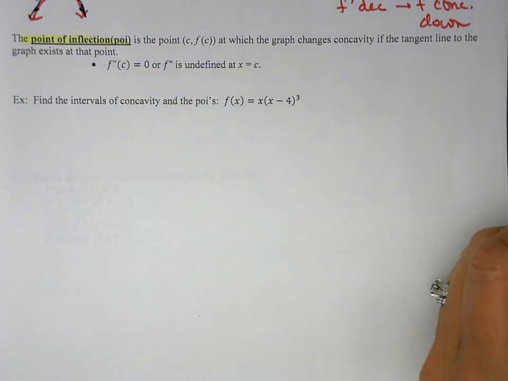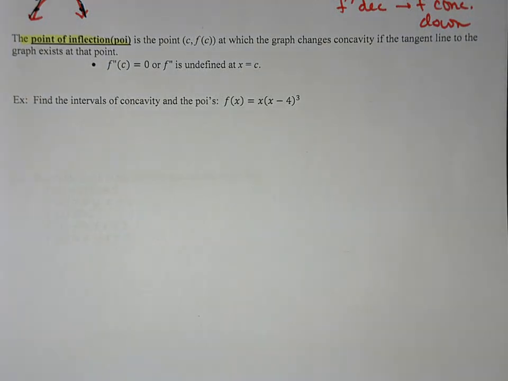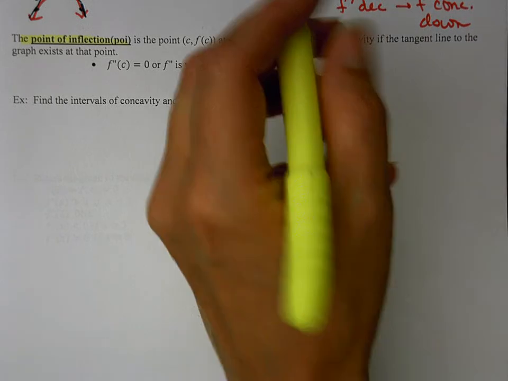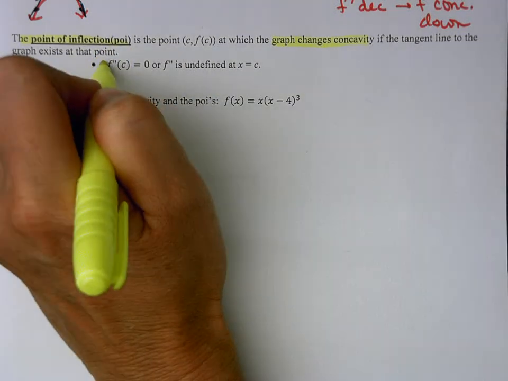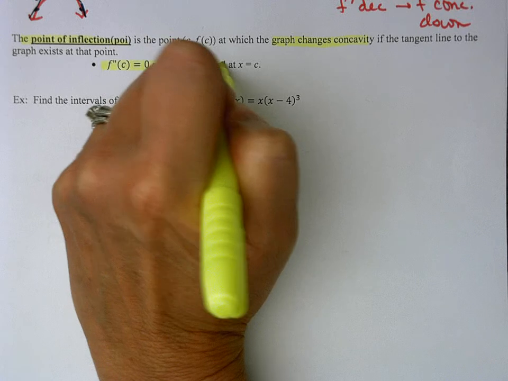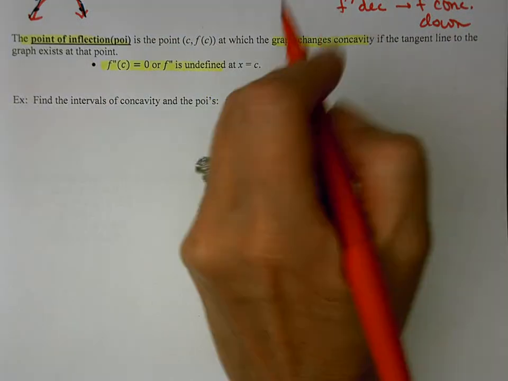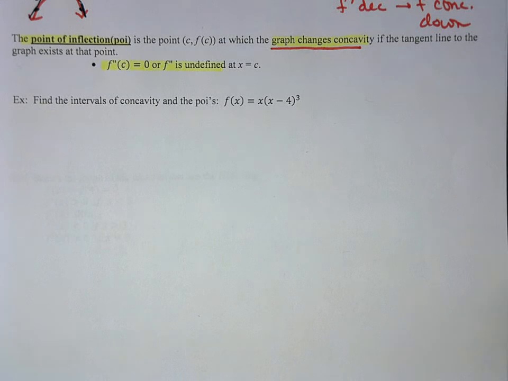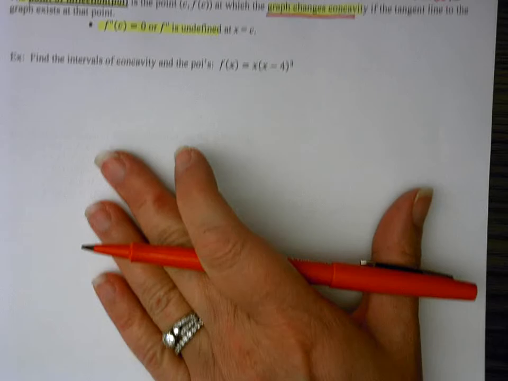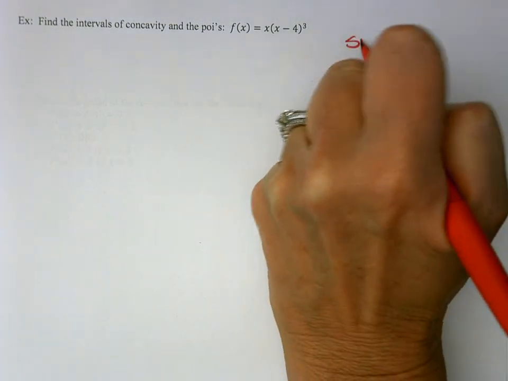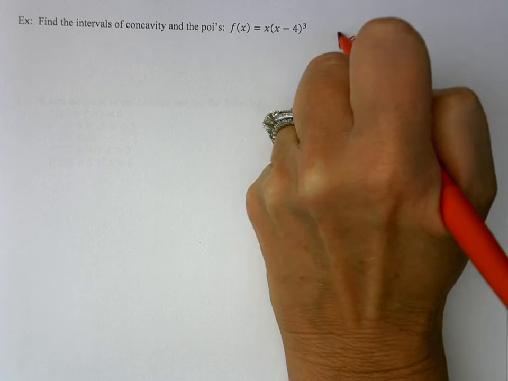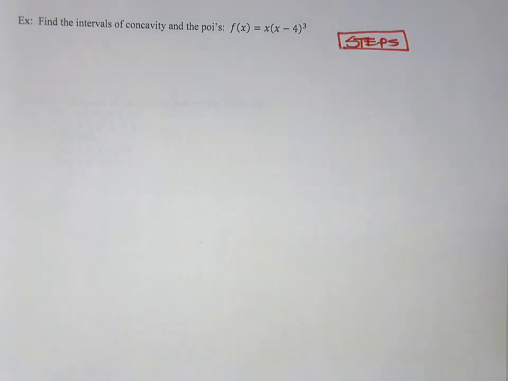So we're looking for where that graph changes concavity. And that could occur where the second derivative is either 0 or is undefined. But it's really important for us to always make sure that there is an actual change in concavity there. All right, so let's take a look at this first example. We want to find the intervals of concavity and the points of inflection. So the first thing we need to do is get to that second derivative. That is our first step.